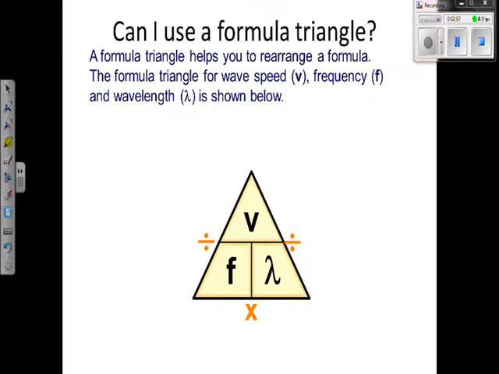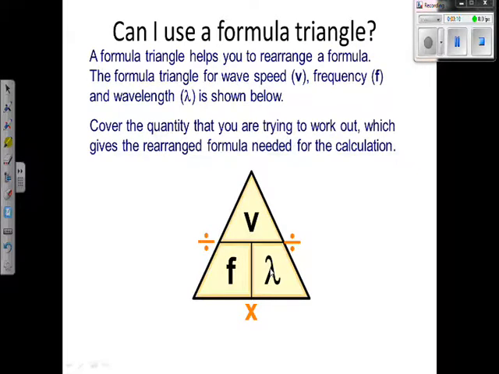You can use a formula triangle to rearrange it. If you've come across these before, then you'll understand that whatever you put on the top gets divided by whatever's on the bottom. You cover the one that you want to use, and then you know. So if you wanted to find out what wavelength was, you'd put your thumb over here, and you'd know that it was wave speed divided by frequency. If you wanted to find out the wave speed, you'd cover your finger over this one, and therefore you would know it was frequency times wavelength. If you have problems understanding these triangles, ask your teacher.